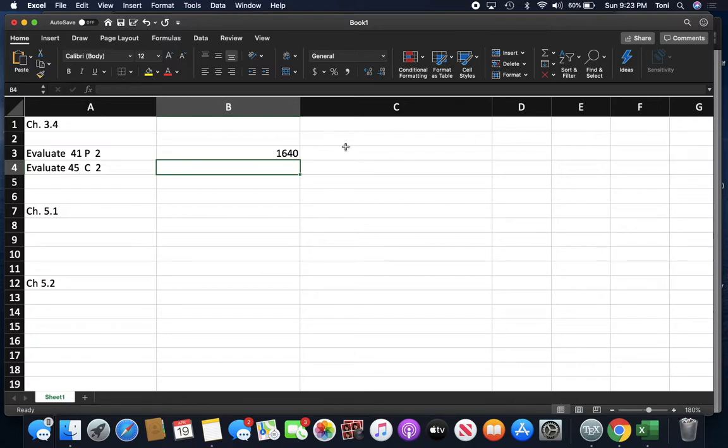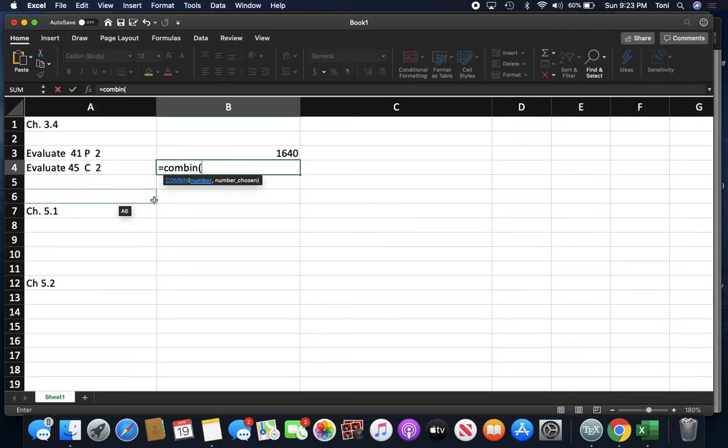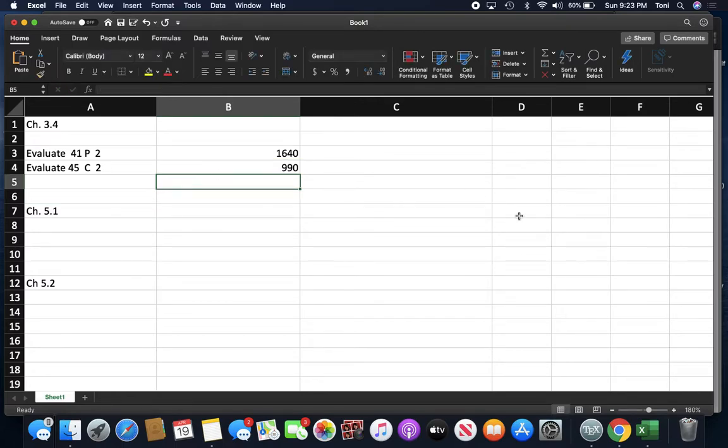Now for combinations, suppose we had evaluate 45 choose 2. The function is equals COMBIN. The parameters, once again, are the total number that's being considered and the amount that we're choosing. So 45, and we're choosing 2, so comma 2. Close the parentheses, and that gives us 990.